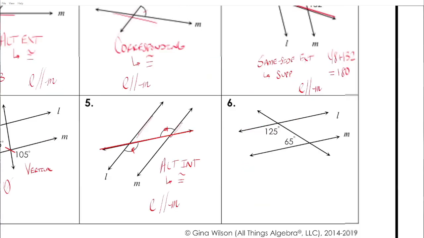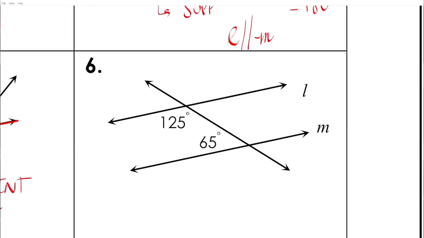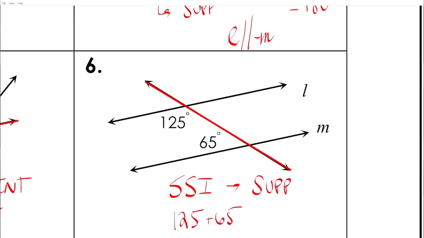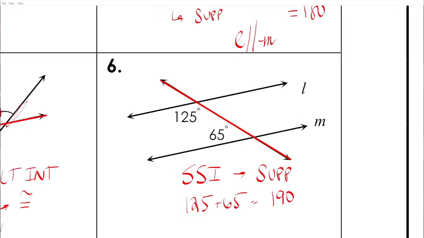All right, last one, number 6. Okay, there's my transversal, the line that touches 2 or more lines. These are considered same side interior. Same side interior must be supplementary. Let's add 125 and 65. 125 plus 65 gets me to 190. Two angles that add up to be 180 are supplementary, not two angles that add up to 90.